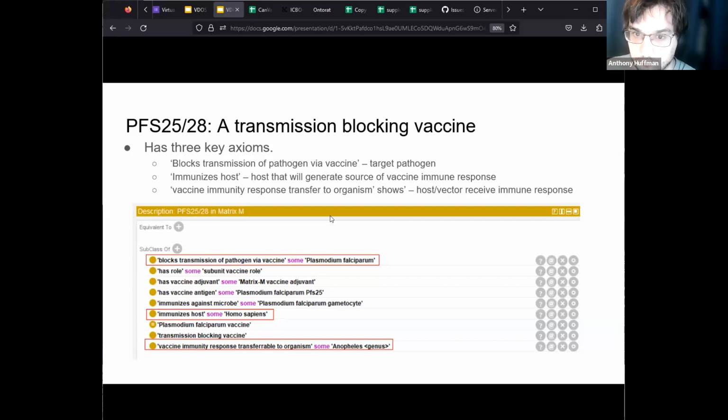So in this case, we have three primary focuses: the pathogen, the host, and then a secondary host or vector, which will receive the immune response generated by the first host in order to inhibit the response of the target pathogen.